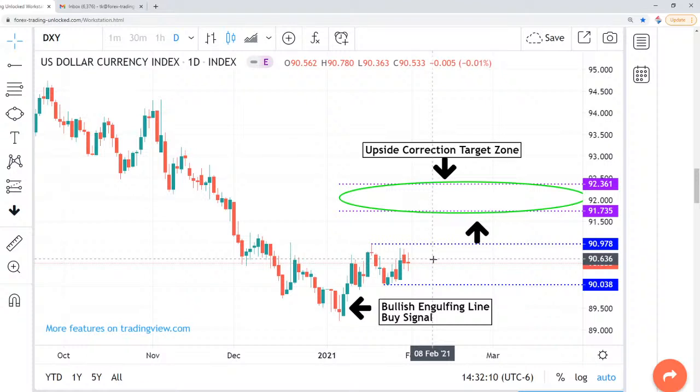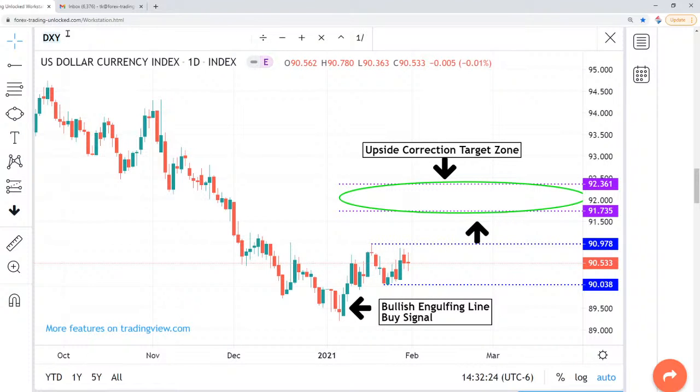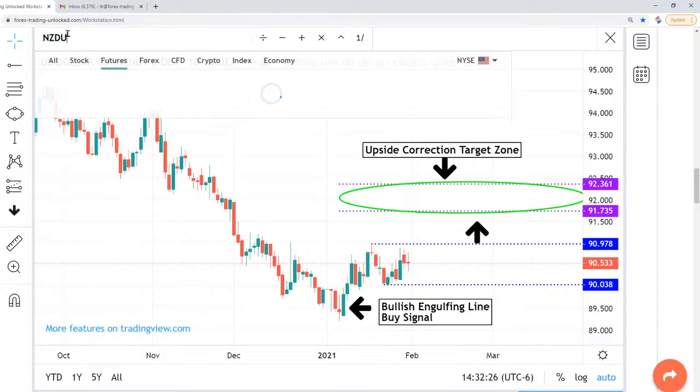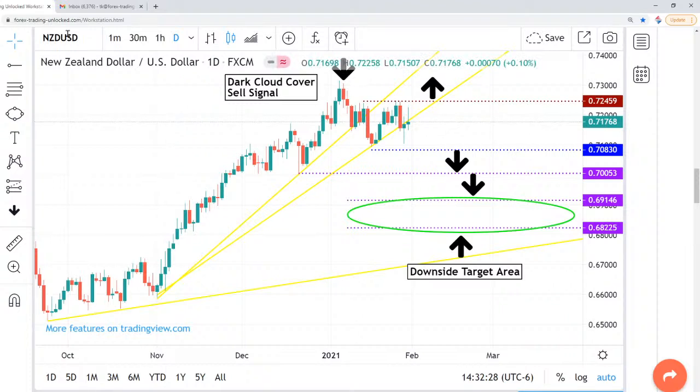For hourly and daily, we're bullish. Long term and medium term, we are bearish. However, a challenge and a breach of 90.97 in the dollar index will have us challenging this 91.73 up to 92.36 area. This is most likely where you're going to run out of gas. Now let's go back to the New Zealand dollar, US dollar. So you can see that our dark cloud cover sell signal comes in line with the US dollar bullish engulfing line buy signal. So this is helping to put the market under pressure.